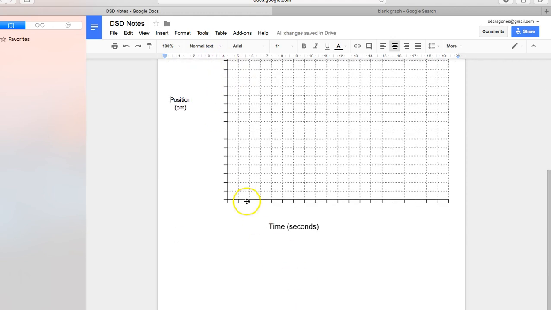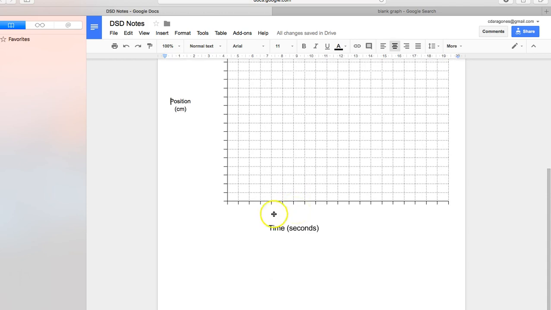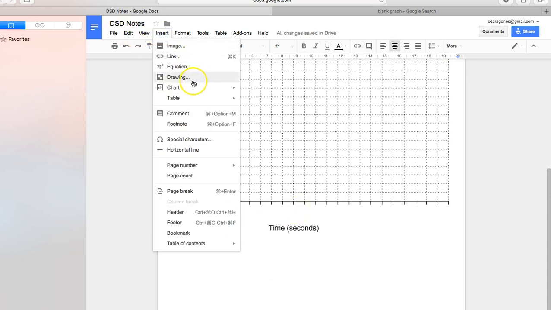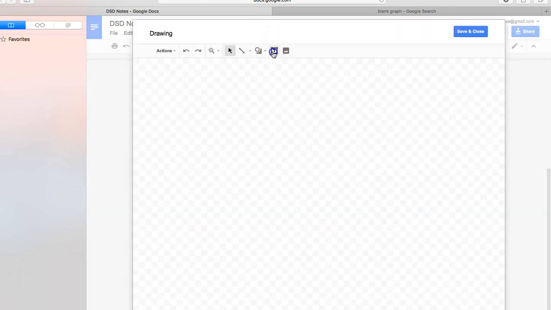So we know that we were doing every half a second. So I'm going to make one of these tick marks, two of these tick marks. Each two is going to be half a second. So I'm just going to do 0.5.